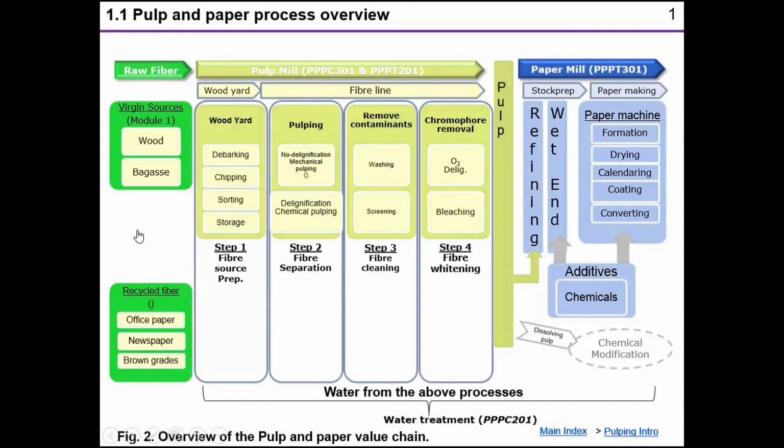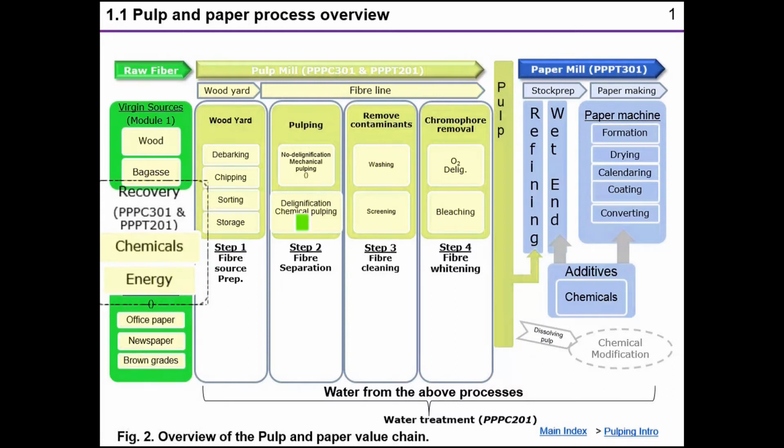The one process that we haven't spoken about is the so-called recovery process, and in recovery it is about the recovery of chemicals and energy that we get from the chemical pulping process. So in the black liquor we can recover the chemicals and we can use the lignin to generate some energy.